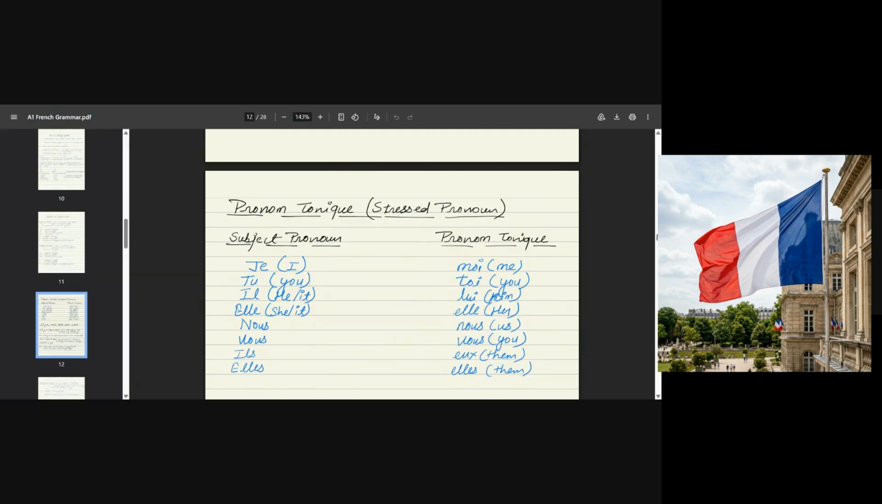Okay. These are the pronom tonique, or you can say stressed pronouns. Why do we use them? When we want to emphasize something. Okay. "Are you talking to me?" "This is for me. This is for her." Such kinds of sentences, when you want to emphasize something, when you want to put stress on something.